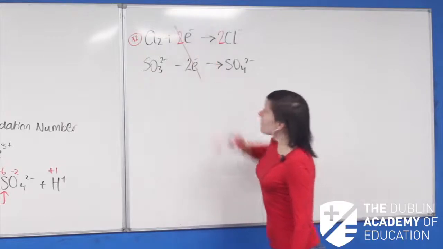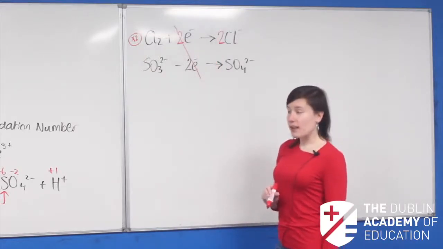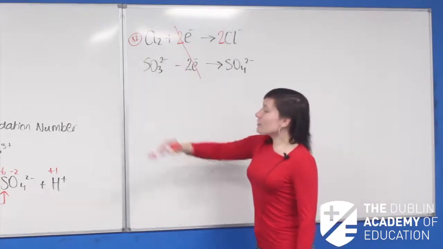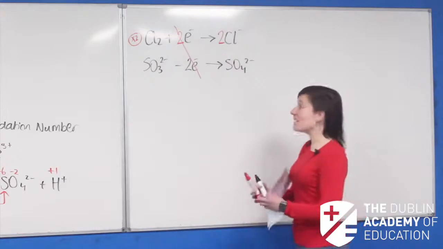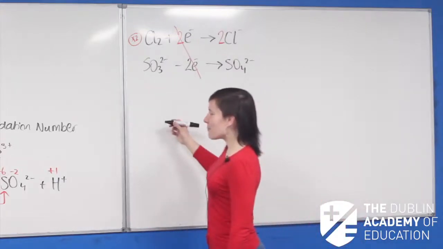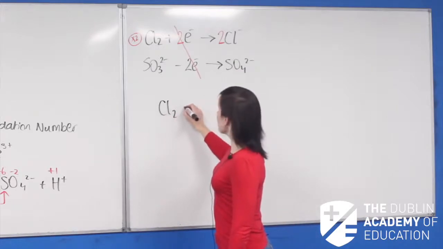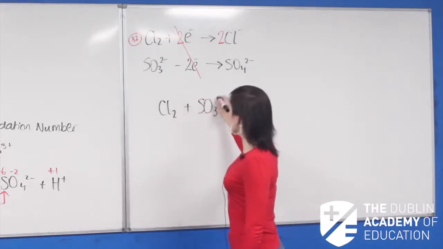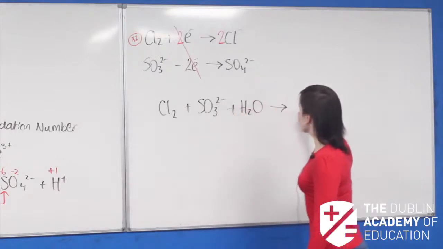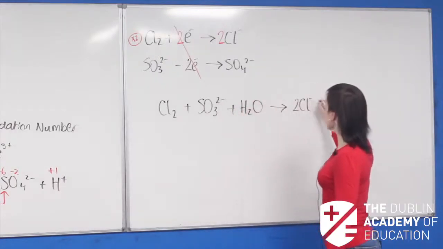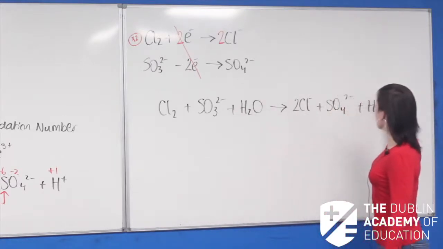Now, our electrons cancel out. We have 2 electrons being gained, 2 electrons being lost. So we're going to rewrite the original equation with these new coefficients, but as we can see, not that much has changed. It's a simple enough example, which is very nice. So we have Cl2 plus SO3 2- plus H2O, which gives us 2Cl- plus SO4 2- plus H+.